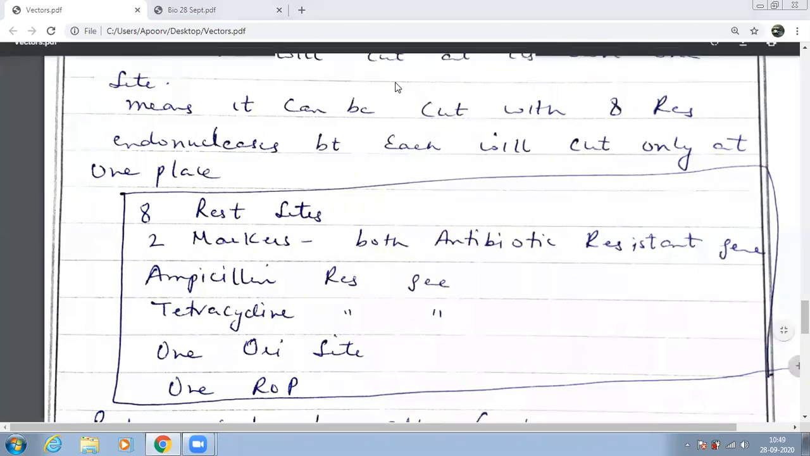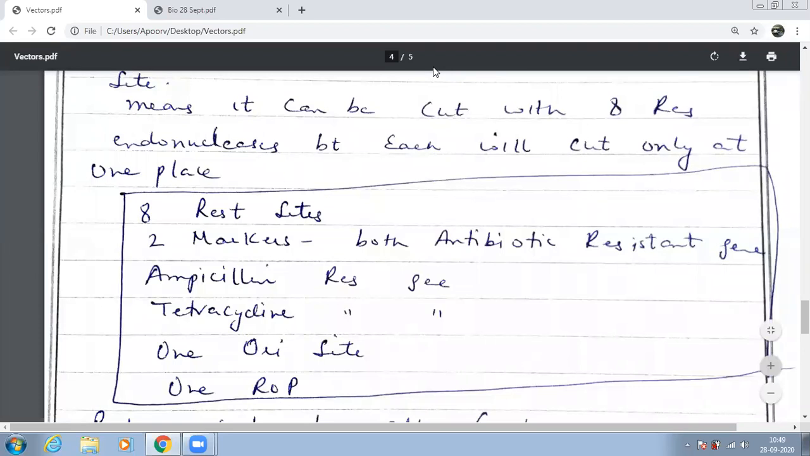Okay, let's try. Let me see how many restriction sites you can remember. I'll start the first one. I'm going to name the first one ClaI. Come on, start. It's a challenge. Let's see how many you remember. ClaI is done.